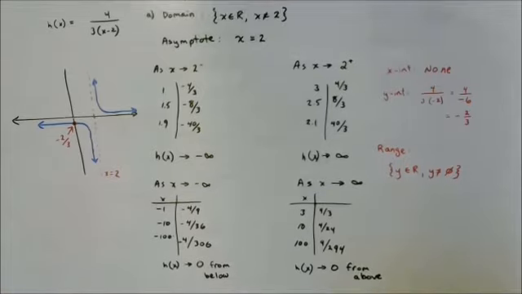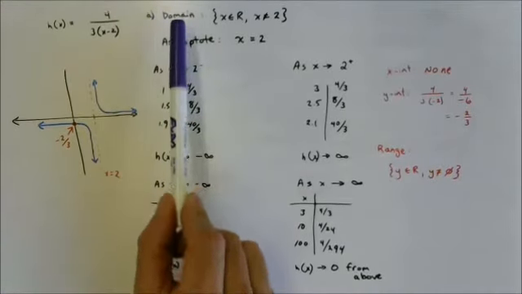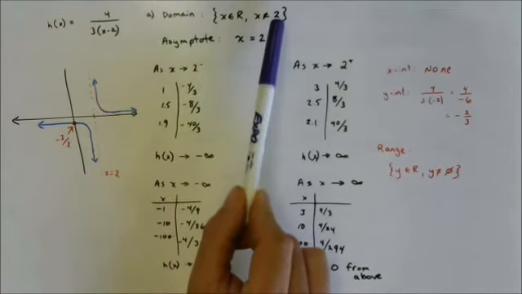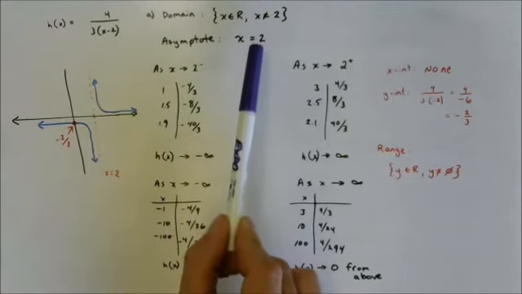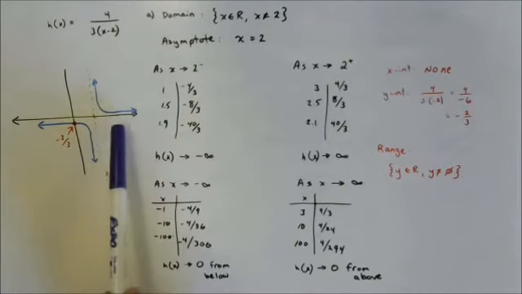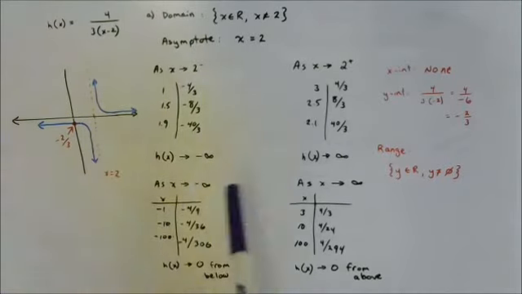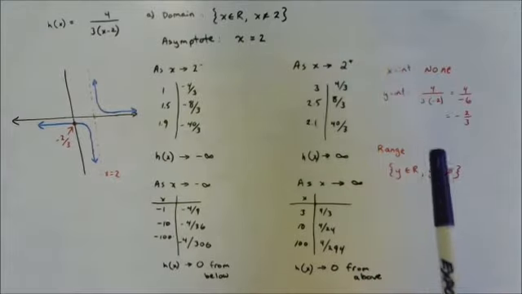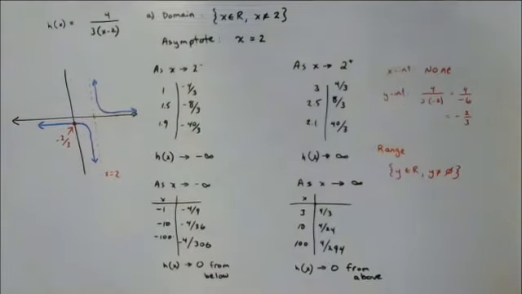So on a test or on an exam, if it says identify the key features of the graph of this function, and it doesn't even tell you like find the asymptote, find the x-intercept, find the y-intercept, it just says find the key features, this is what you're doing. Finding the domain, finding the vertical asymptote, then finding out the behavior at the asymptote from both directions, and then the end behavior, and then the x-intercept, y-intercept, range. That's key information.